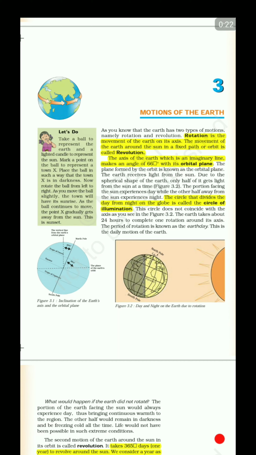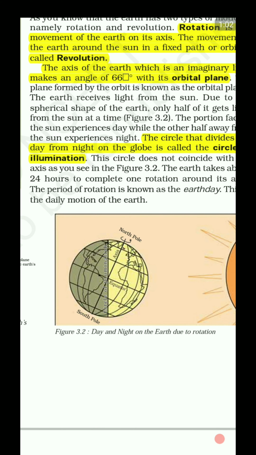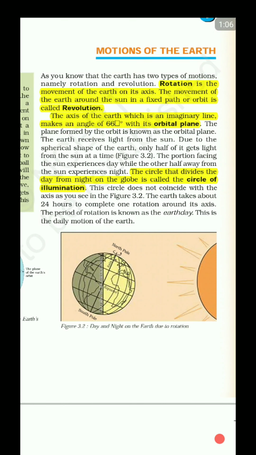Now, if you see the orbital plane, that is the plane of Earth with that of sun, the Earth is tilted around 66.5 degrees from the orbital plane, right? And Earth receives light from the sun, and the circle of light which forms on the Earth is known as the circle of illumination, right? Now, this circle doesn't coincide with the axis, as you see in the figure, because the axis is tilted, right? It may coincide, but it doesn't coincide always.